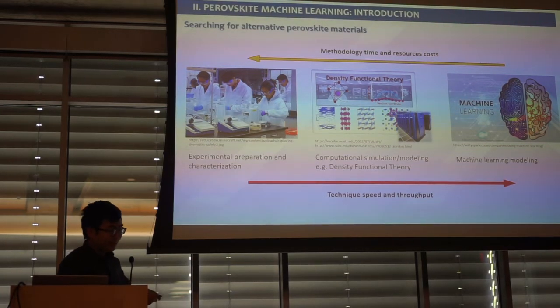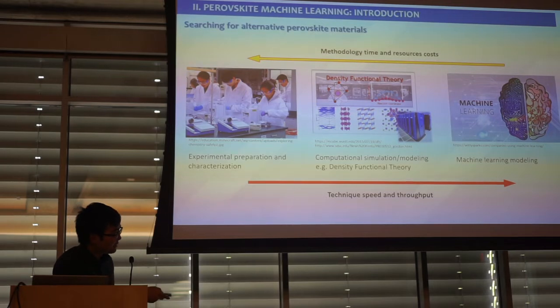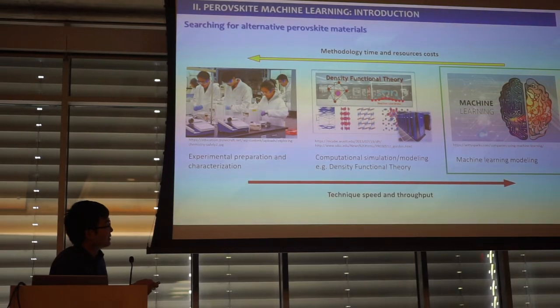And machine learning essentially uses data that has been previously generated to make predictions on materials that it has never seen before. And this approach does sacrifice a little bit of accuracy compared to the other approaches, but it greatly improves the technique speed and throughput. And so that's the technique we use in this project.